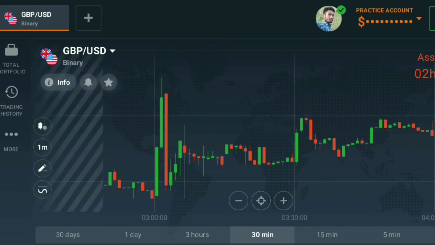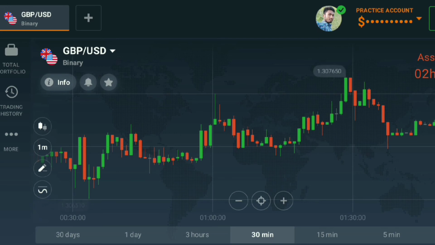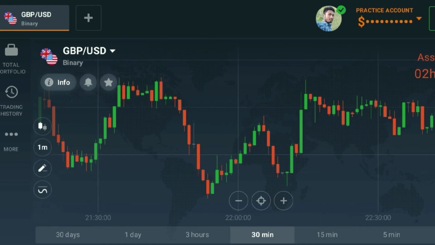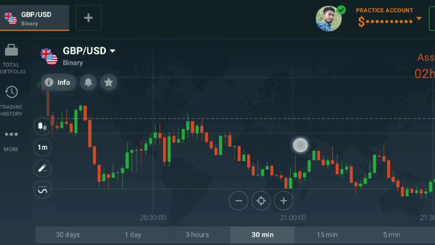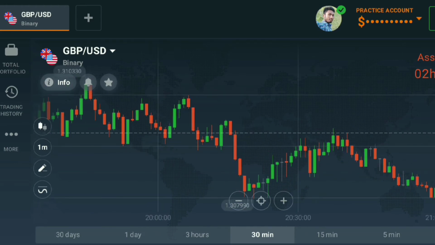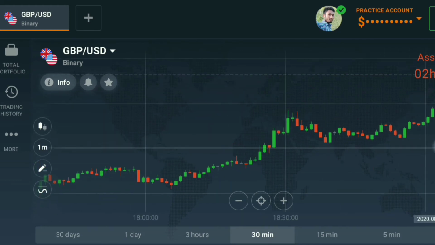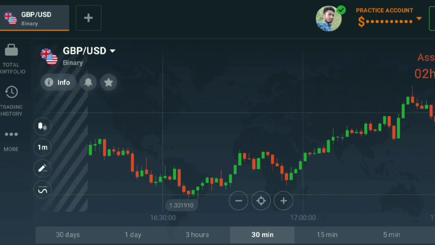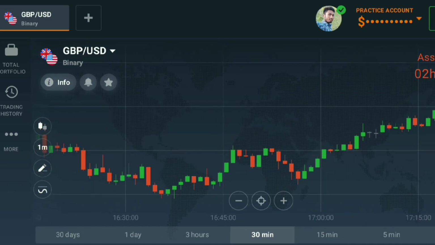Okay, now let's talk about the morning star pattern. Okay, the market is not good here. Wait a minute. Okay, no morning star pattern I found.